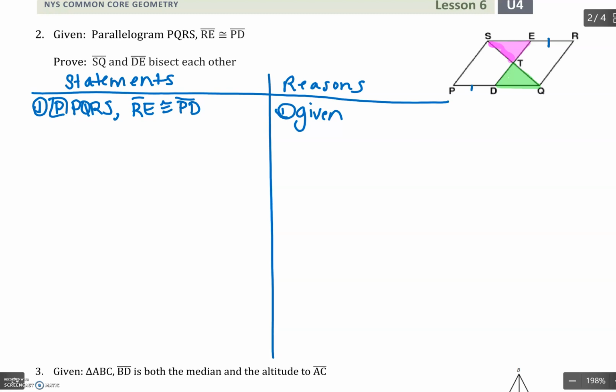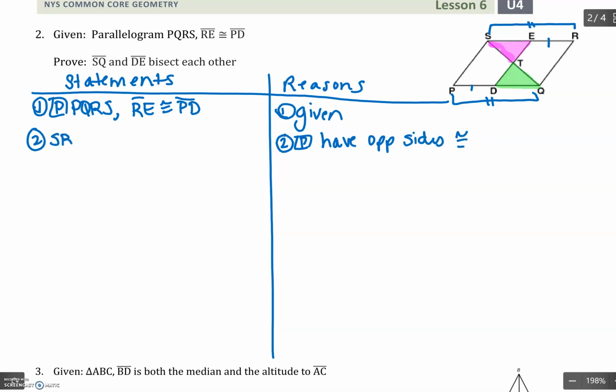All right, so in that case, knowing RE is congruent to PD doesn't really help me here. But if I account for the fact that this is a parallelogram, SR would be congruent to PQ, and then I could subtract RE and PD and get the pieces I actually need for the highlighted triangles. So I'm going to talk about the fact that parallelograms have opposite sides congruent to say that SR is congruent to PQ.